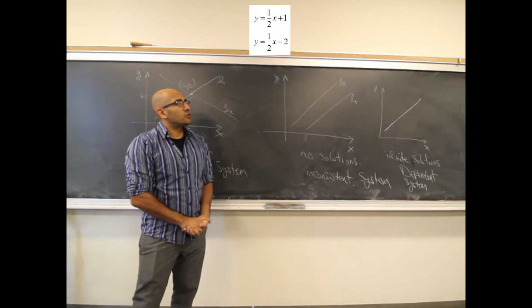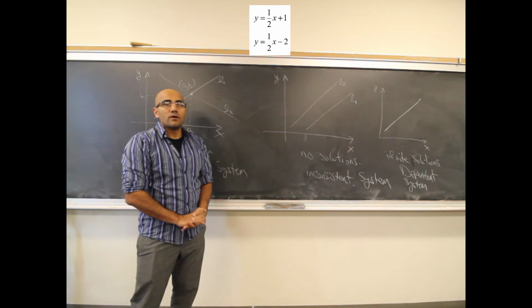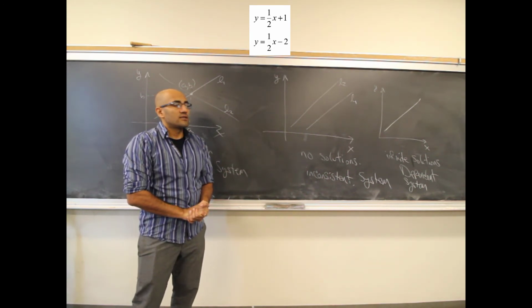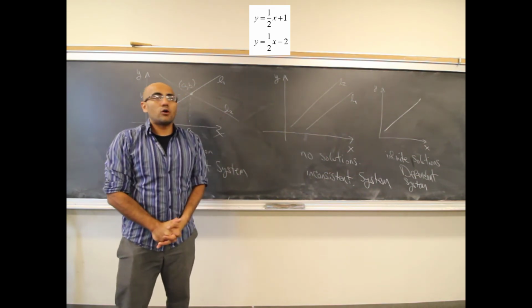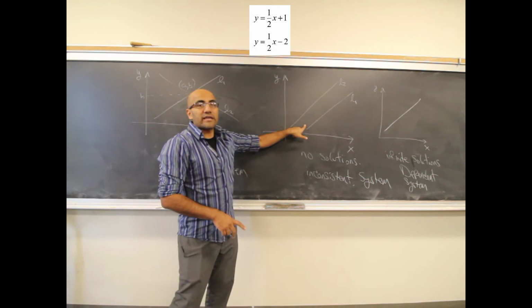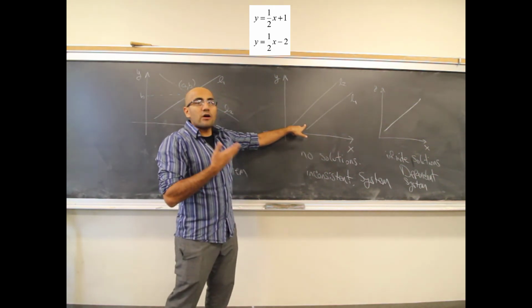Okay? So for instance, consider this system. We have y equals 1/2 x plus 1 and y equals 1/2 x minus 2. In a system like that, what jumps out at you from both of these equations? They're parallel, right? They have the exact same slope. So it's going to be one of these cases. But you might not notice it right away.